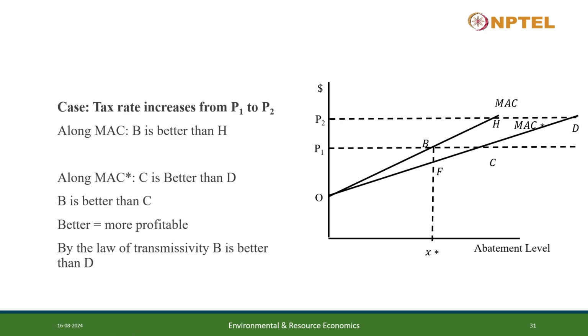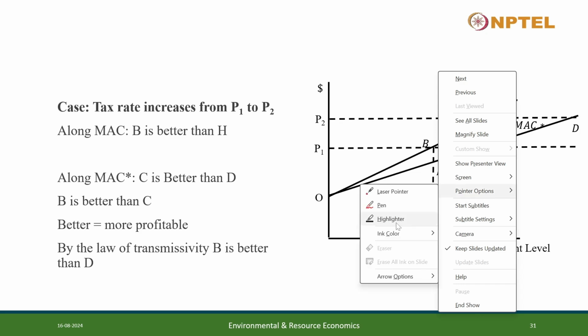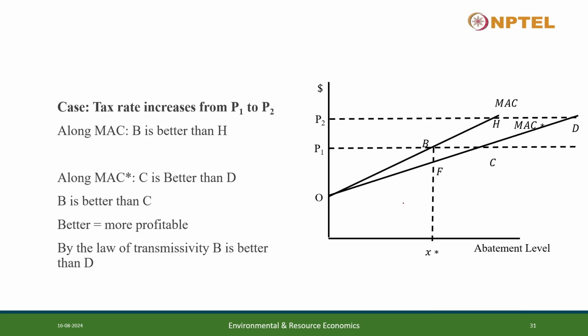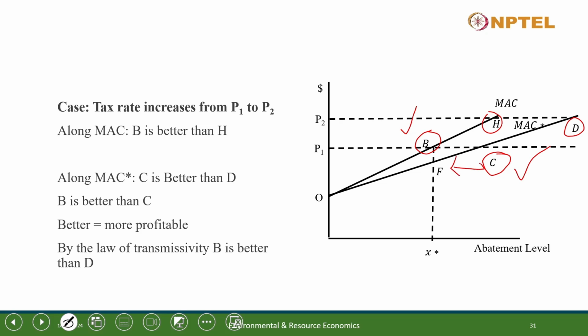What we are saying is that in the old case, when there is no investment, between B and H, I will choose B, right? And between C and D, I will choose C. And between B and C, I will choose B. Therefore, B point is much better than D point.